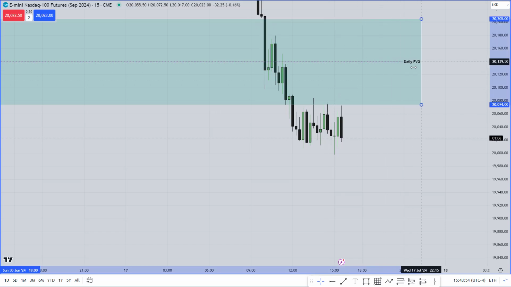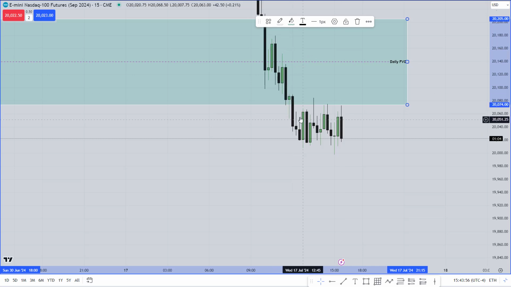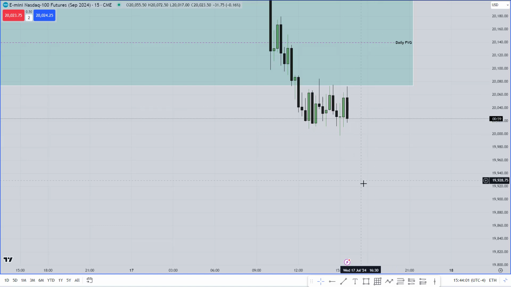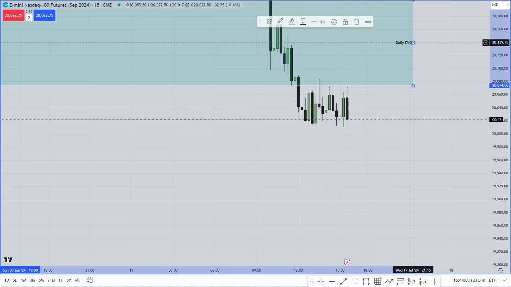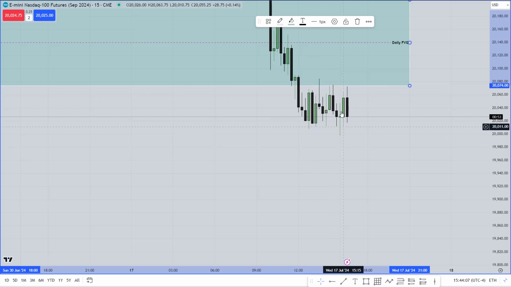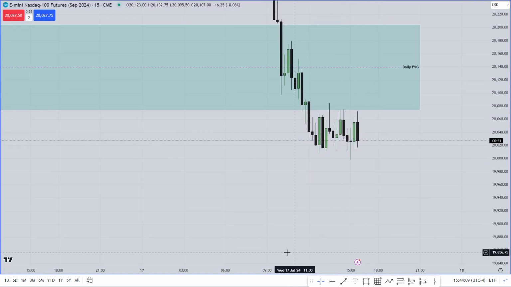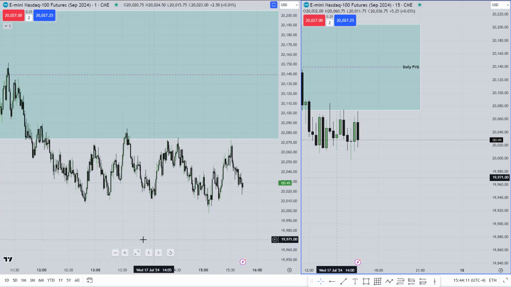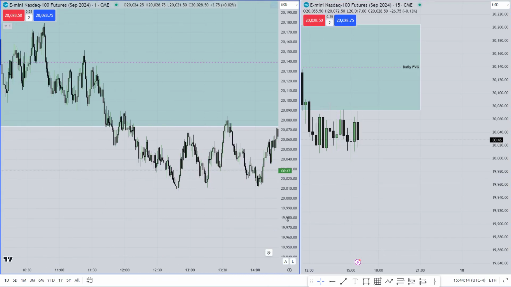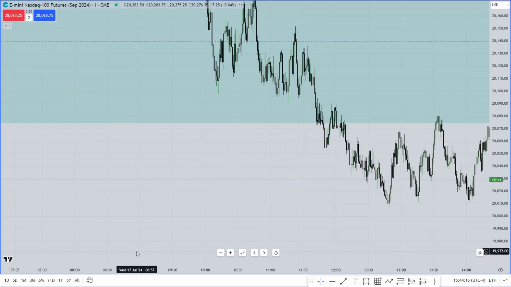So this is the daily fair value gap, which has been broken over here on the 15-minute chart. As my trend is bearish and this daily fair value gap is broken, it is the best opportunity to take a sell instead of looking for a buy. Now I would love to go to the 1-minute chart. Let me actually make it bigger.